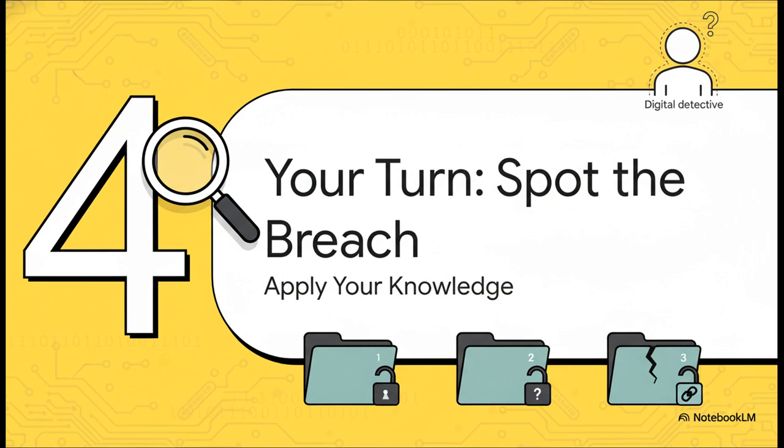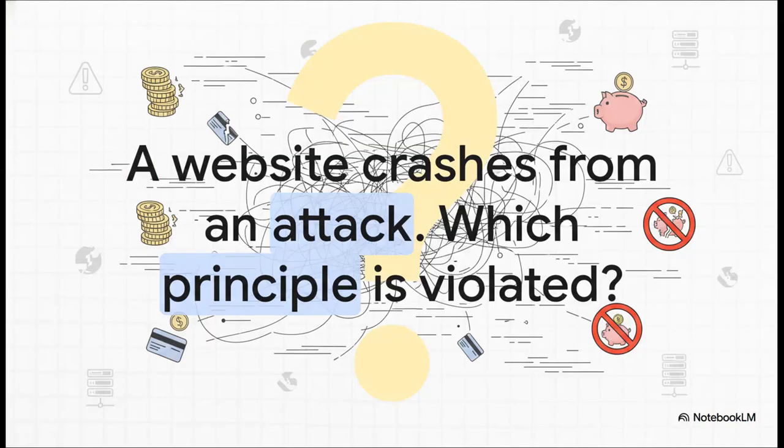All right, you've been listening patiently. Now it's your turn to be the digital detective. I'm going to present 3 case files. For each one, your mission is to tell me which principle of the CIA triad has been violated. You ready? Okay, here is case file number 1.